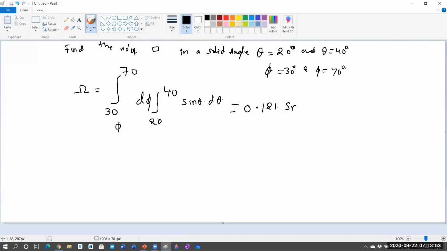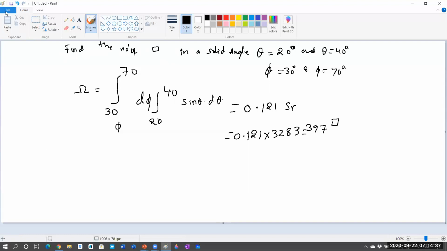1 steradian is equal to the value I gave in the last session. So 0.121 into 3283 approximately, so totally 397 square degrees. So this is one of the problems on calculating beam area. Next parameter.